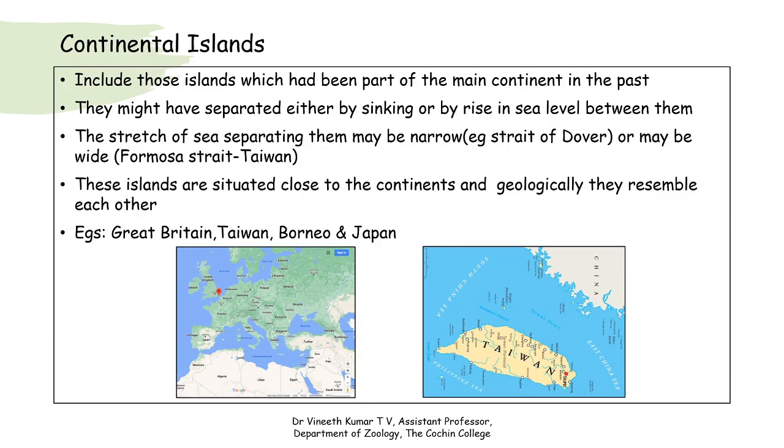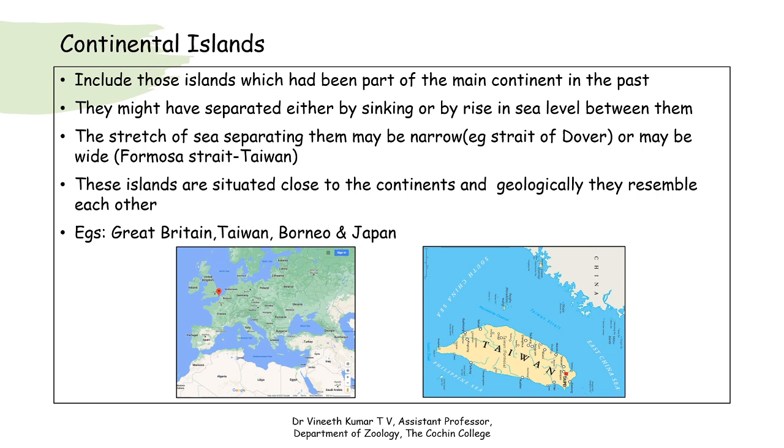Coming to the first one, the continental islands. These include the islands which have been part of the main continent in the past. They might have separated either by sinking or by the rise of sea level between them. There might be many reasons. Either a land bridge might have sunk due to an increase in sea level, or the sea level might have risen, making them separate, or because of plate tectonic movements, they might have departed from the main continent.